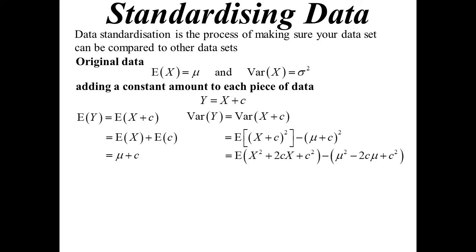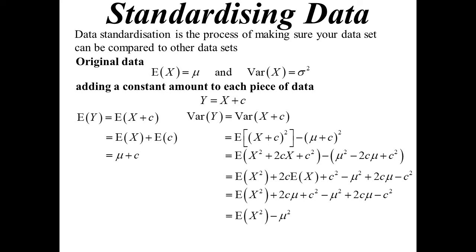Expand out x plus c squared: x squared plus 2cx plus c squared. Expected value of x squared plus 2c times the expected value of x plus the constant squared, minus all that. And eventually, here we are, expected value of x squared minus, well, hang on, that does absolutely nothing to the spread of the data. I've ended up with exactly the same thing.